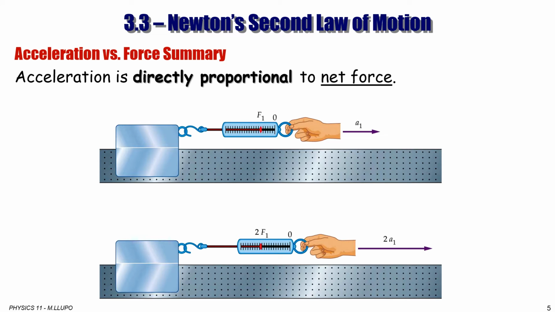Here is another experiment with an air truck. If you look at the holes of that air truck, the air will blow to keep the cart almost floating to minimize the friction. So if we apply a different force on a cart that has the same mass, you're going to see the acceleration is going to be double for double the force.